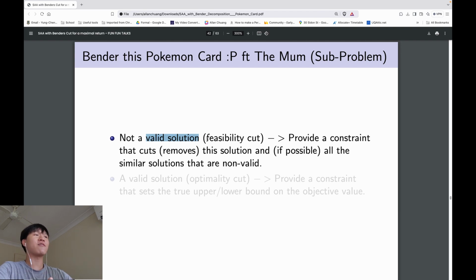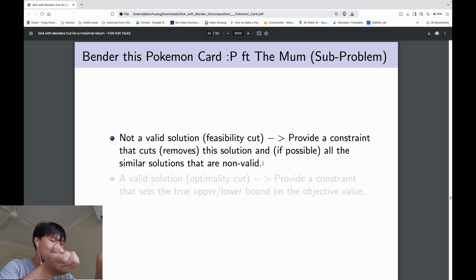And so if it's not a valid solution, remember the two things that the mum gave to the child in that animation, it's going to give them a feasibility card. And the feasibility card is basically a constraint that removes this solution and, if possible, all the similar solutions that are non-valid. So what does that exactly mean?